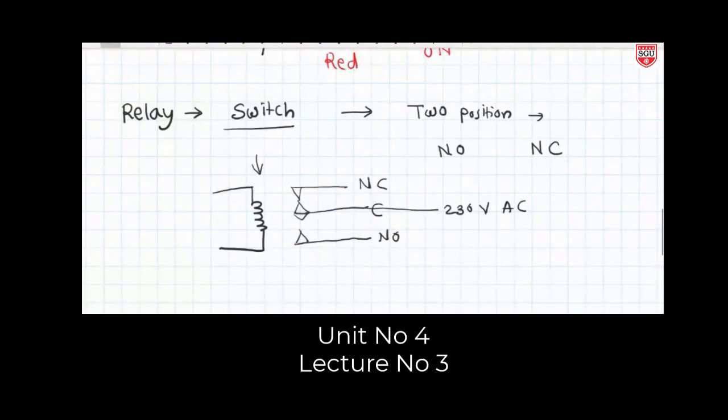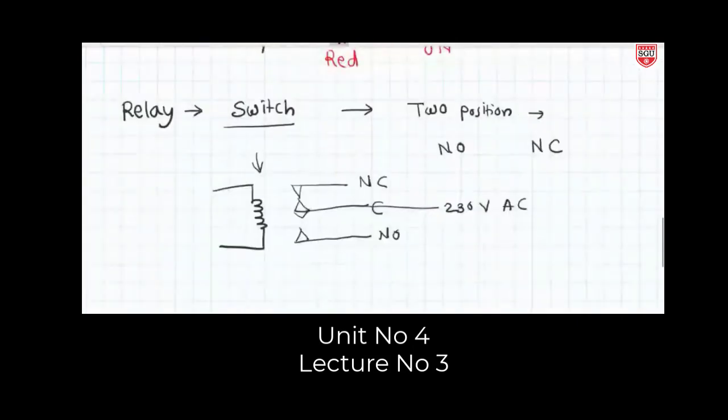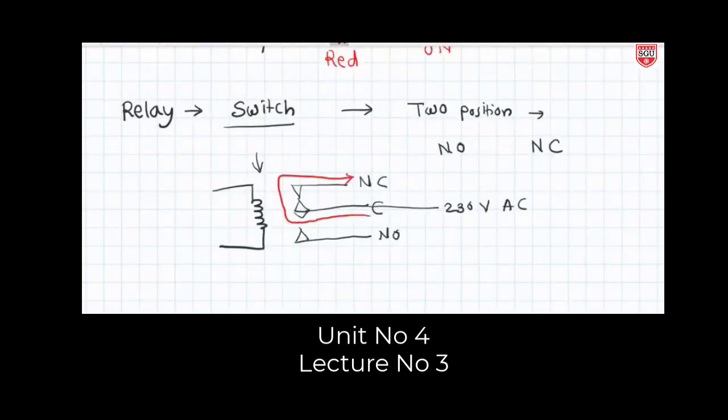So tell me what is happening now here. If I give the 230 volt supply, that supply will come here and it will go to NC. It means if I attach a bulb over here, that bulb will glow. And if I have another bulb attached to this NO, it is in off position. This one is in on position. Then here you will see there is one coil.